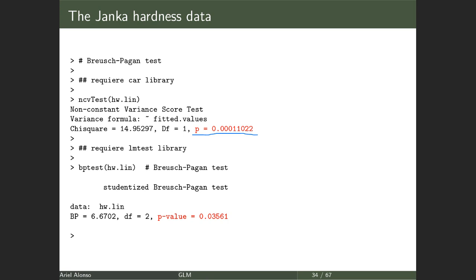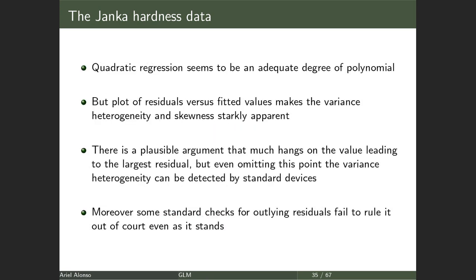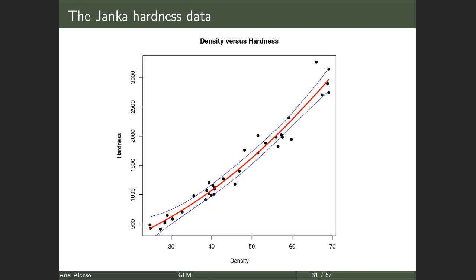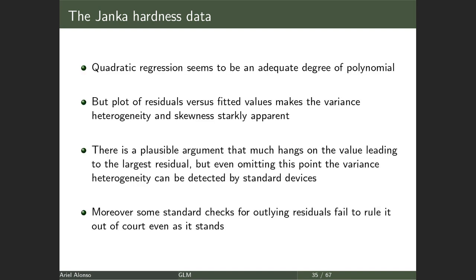And what can we do then? Well, a quadratic regression seems to be an adequate degree polynomial because when we look at the plot of density against hardness, we saw that there is some curvature. And if you look at the graph before, the quadratic model seems to capture that reasonably well. It's the red line over here. So a quadratic model seems to be a rational way to describe this curvature.